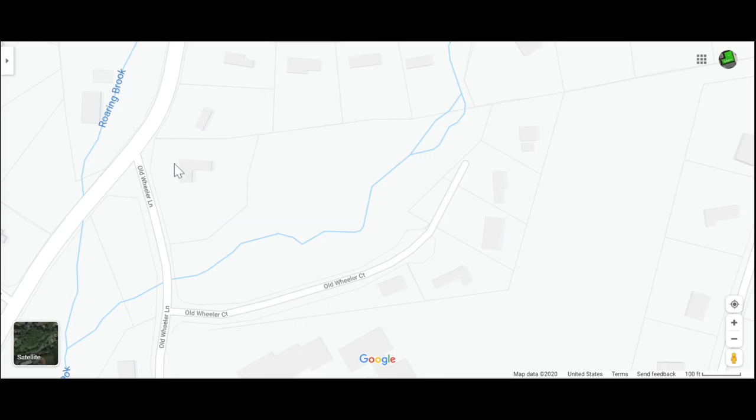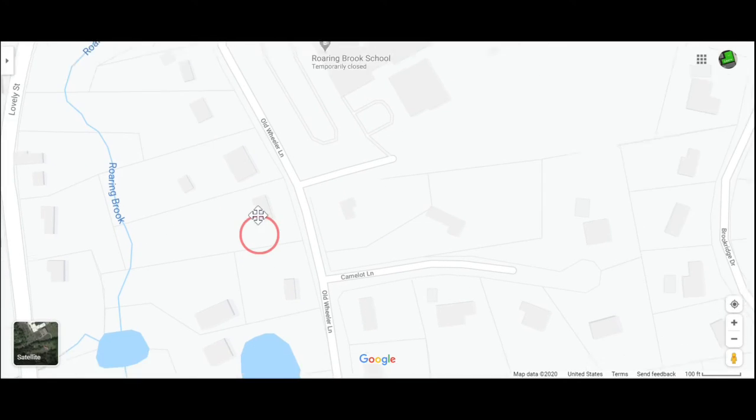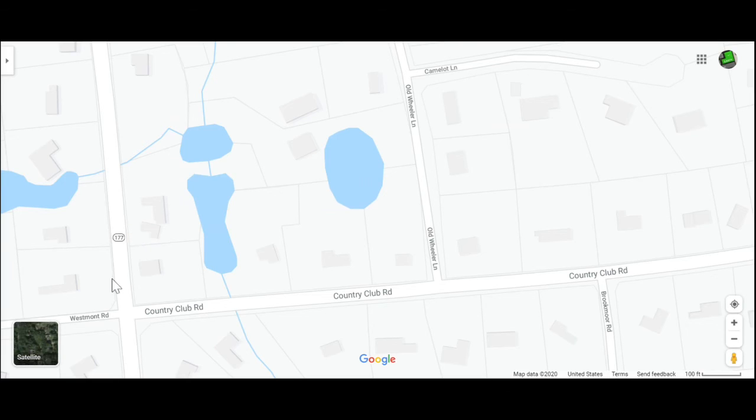You can see that where Old Wheeler Lane intersects with Old Wheeler Court, it's just about a right angle, except I think it's a little bit large on this side. I think it's ever so slightly an obtuse angle. But if we move a little bit, you can see that Lovely Street intersects with Country Club Road. Now this looks to be a very clear right angle, just about 90 degrees, I think. Where Old Wheeler Lane intersects with Country Club Road, it's close to a right angle. Maybe it's not a perfect right angle. Maybe neither of these are truly perfect right angles, but they sure are close.